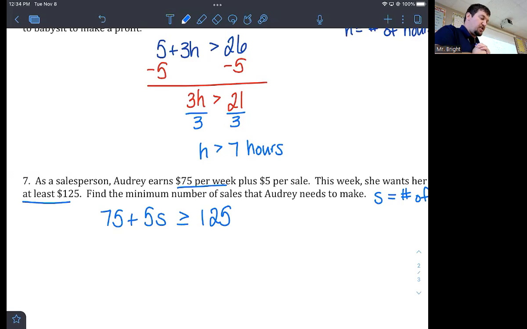Chase, I haven't called on you yet. Chase, do we get rid of the 75 or the 5 first? Oh, the 5 is with the variable. Hang on to that. Get rid of your constant first, which is 75. Yeah, get rid of the constant number first. Okay, Luke, stop with the calculator. Chase, what's 125 minus 75?